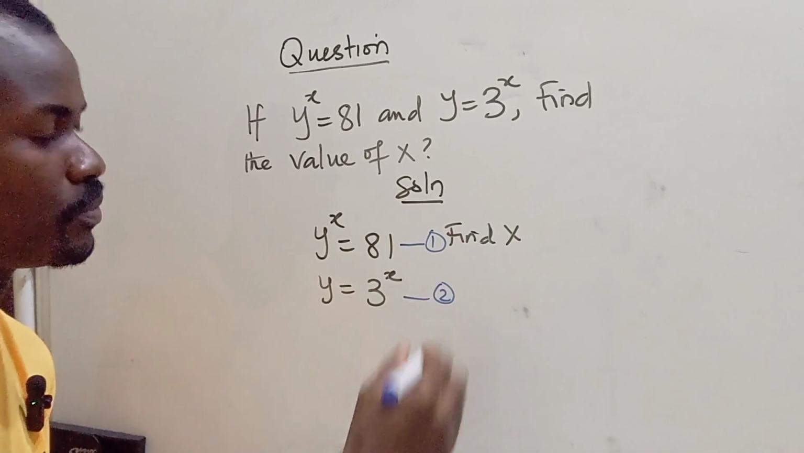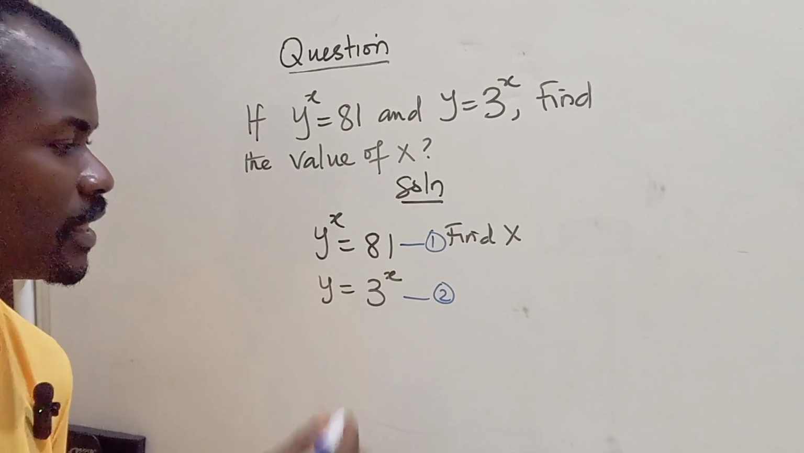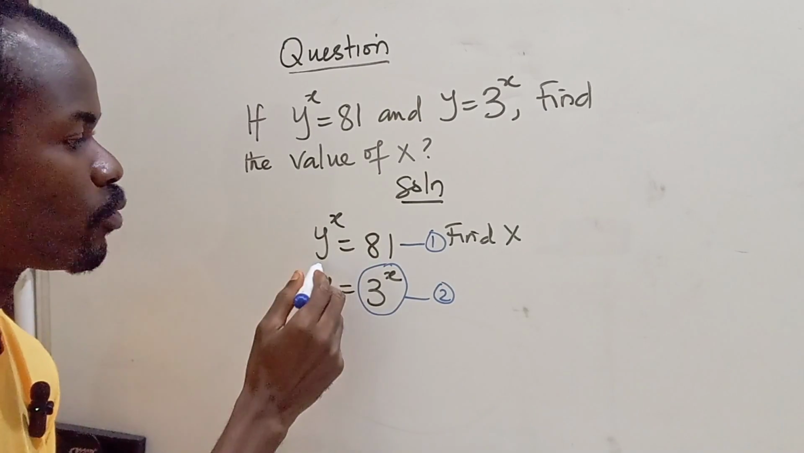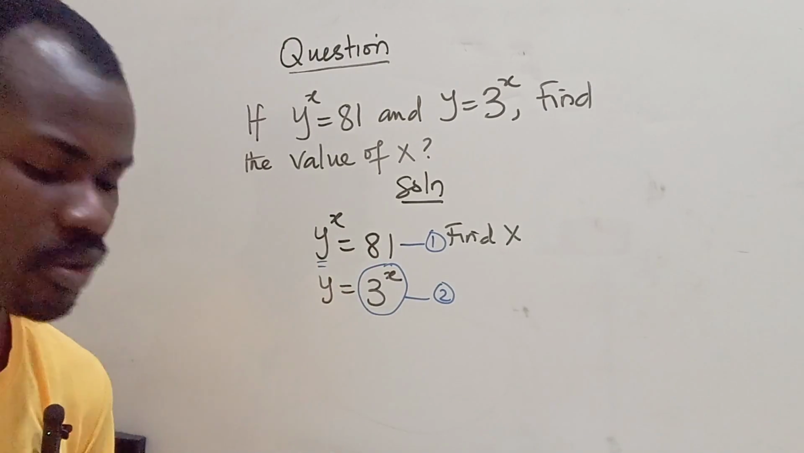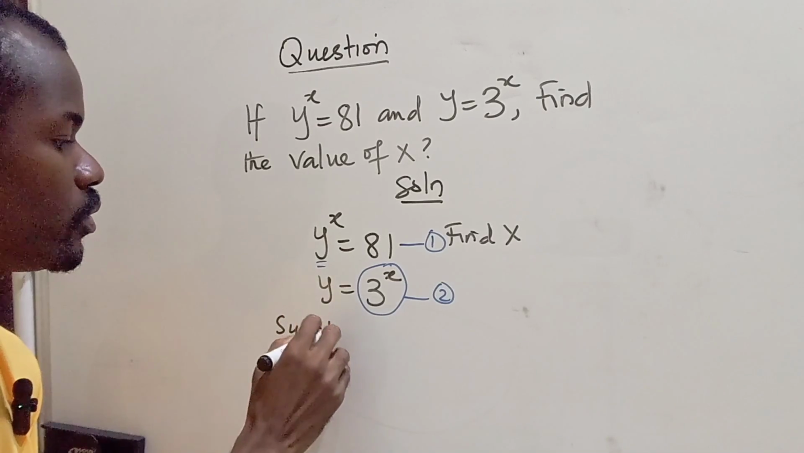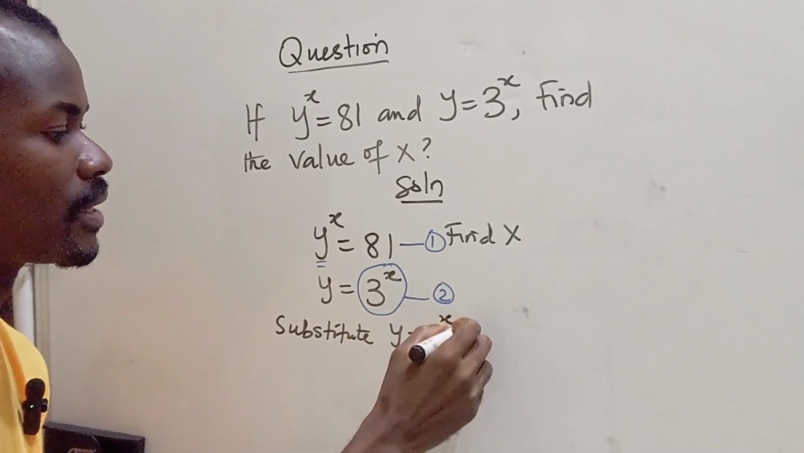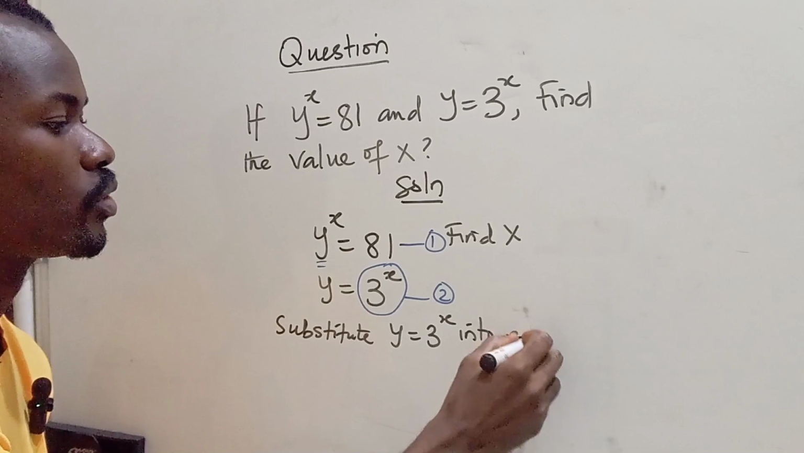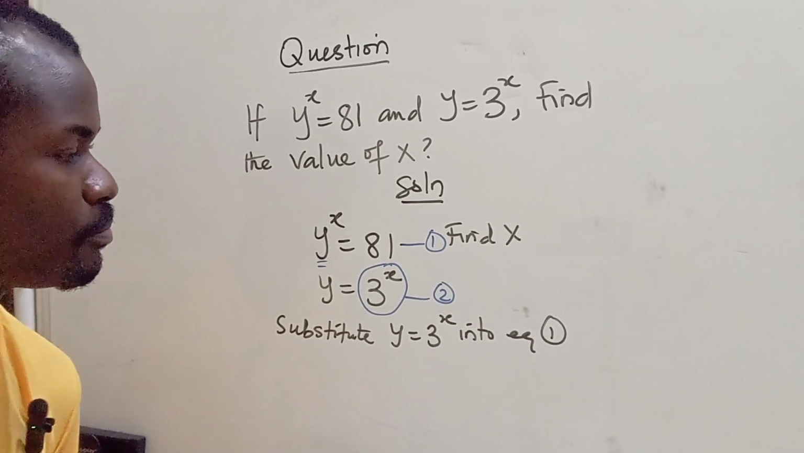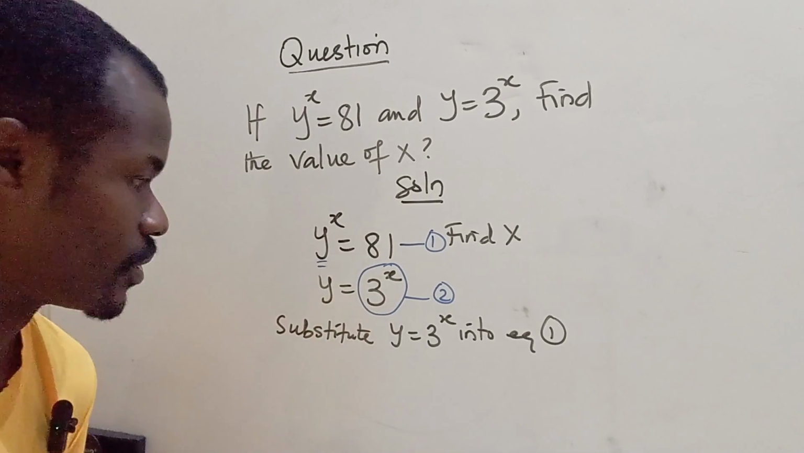Alright, so if you look at this, you can observe that we have equation 1 and equation 2, and something is connecting them. Here it says our y is 3 raised to power x, and we have y here. So all we need to do in this problem is substitute y is equal to 3 raised to power x into the equation with y. In place of y, I'm going to put 3 raised to power x. So let's put that.